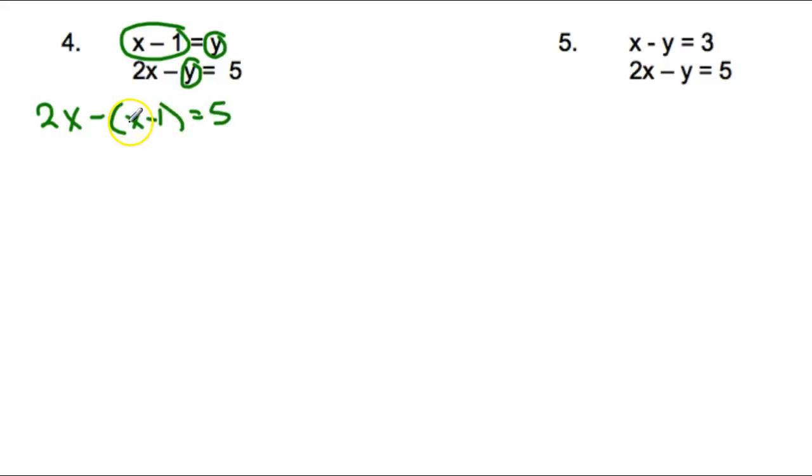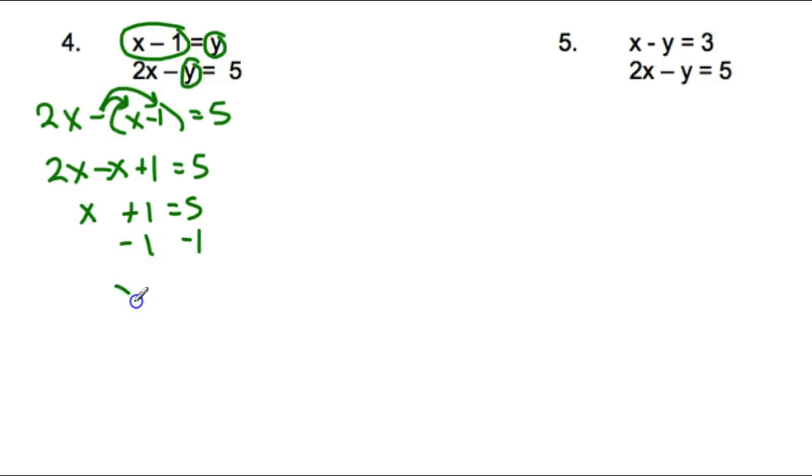So the reason parentheses are important is because there is a negative, right? And when you distribute, you need to distribute to both of the terms. So when I solve this for x, we're going to have 2x minus x times x is minus x. Minus 1 times negative 1 is a plus 1, and that equals 5. Now I combine like terms, 2x minus x, well that's just x. So I have x plus 1 equals 5. And now I will do a minus 1, x equals 4.